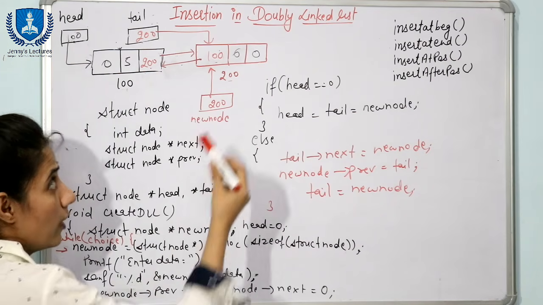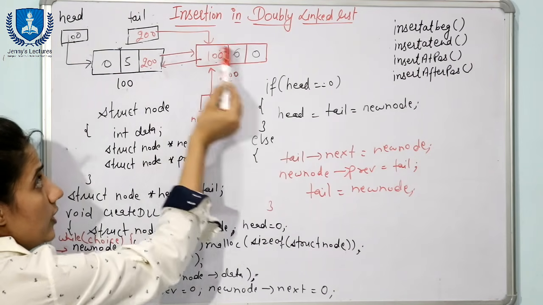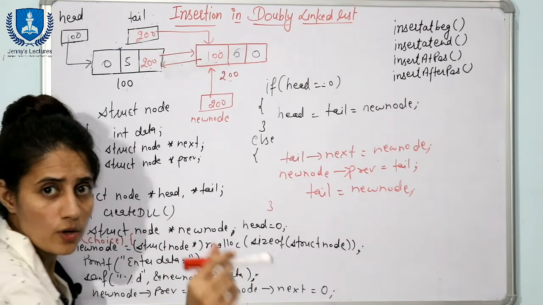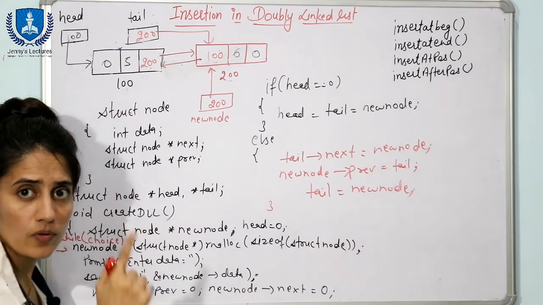Here the main motto is how you can maintain this tail pointer. So I hope you got the concept. Now we are going to insert at the beginning. How will you write this function?